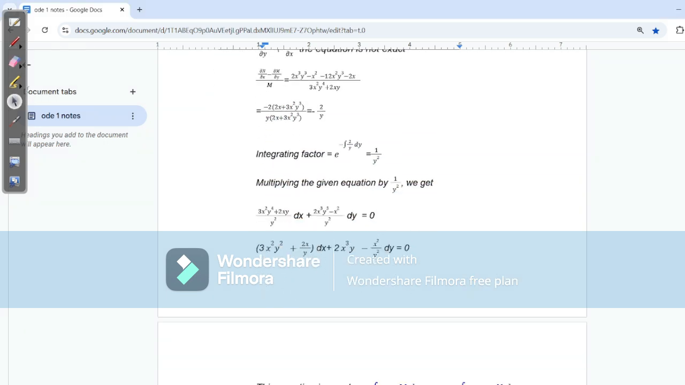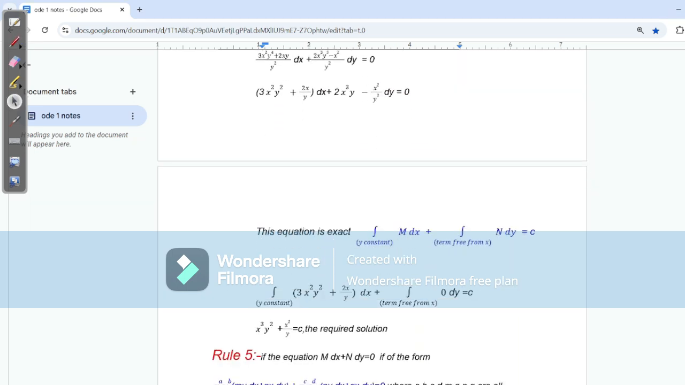Now (3x square y power 4 plus 2xy) by y square dx plus (2x cube y cube minus x square) by y square dy equals 0. So what this value becomes here, when you divide separately: 3x square y square plus 2x by y, 2x cube y cube by y square gives 2x cube y, minus x square by y square dy equals 0.